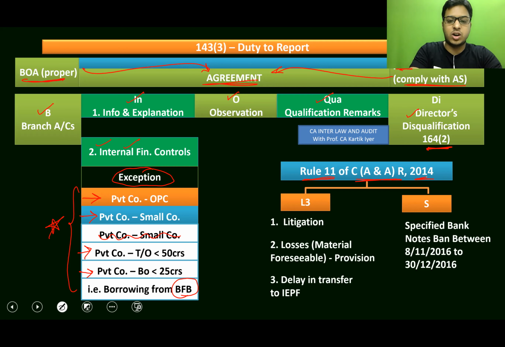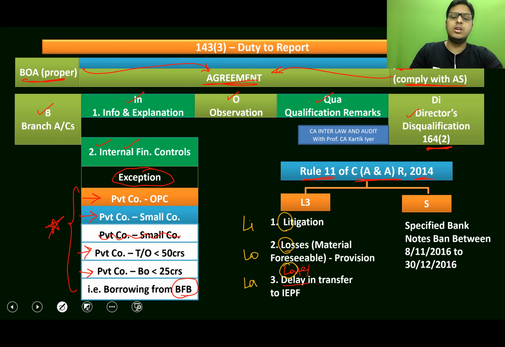Just instead of delay, we'll call it as late. In the exam you write delay only, but for remembering we'll look at late. Okay, we'll remember it as late. So just remember Lee, Law and Law. Okay, Lee, Law. Very simple. That is litigation, losses, and delay or late, late in transfer to IPF.